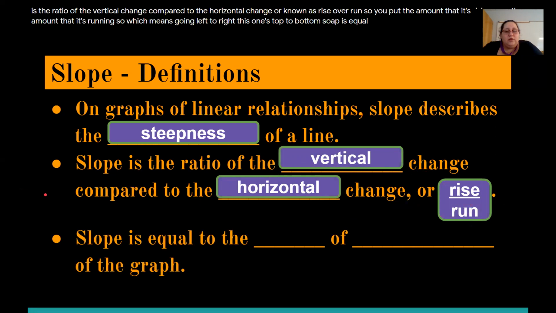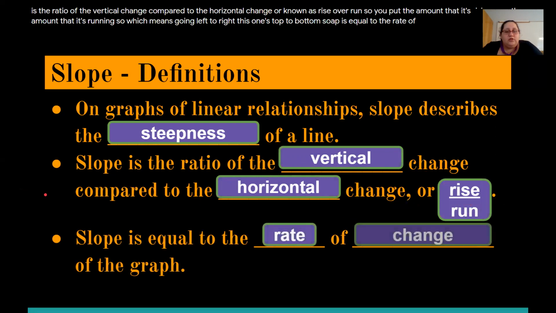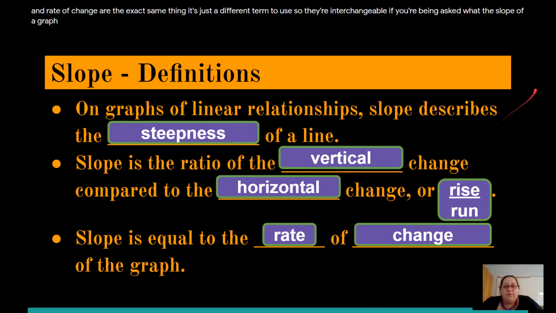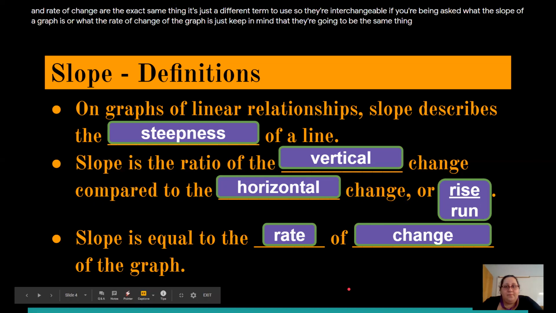Slope is equal to the rate of change of a graph. So slope and rate of change are the exact same thing. It's just a different term to use. So they're interchangeable. If you're being asked what the slope of a graph is or what the rate of change of the graph is, just keep in mind that they're going to be the same thing.